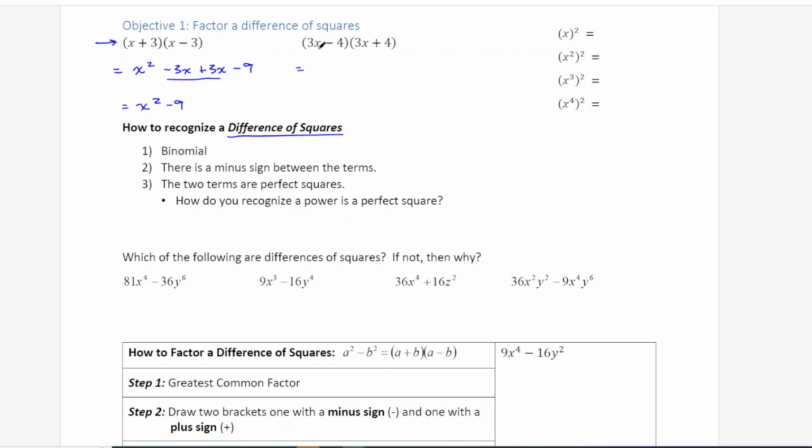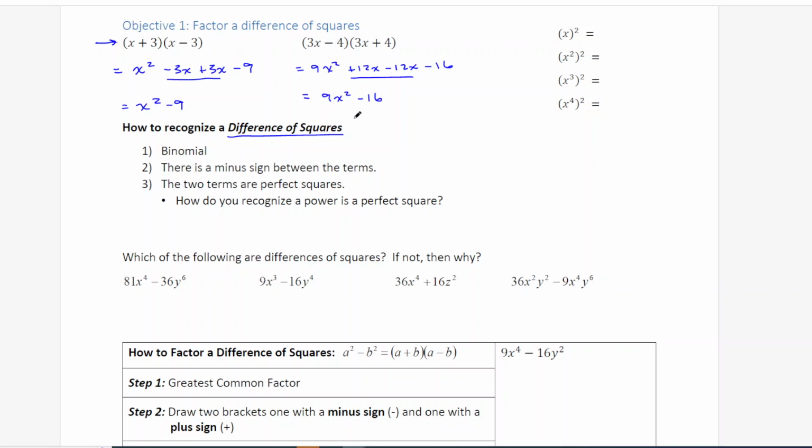Same thing here. If I was to multiply this out, I would get 9x squared, and then the middle term would give me 12x, but then also a minus 12x, and then negative 4 times 4 is negative 16. Middle terms cancel out. I'm left with a difference of squares. Okay, so it's a binomial, minus sign between them. They're both perfect squares. Hopefully you remember your perfect squares from the last video. So 9, 16, and 1 are all perfect squares.